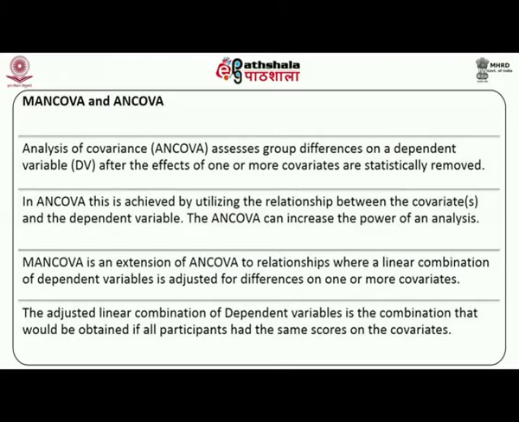It studies the relationship where a linear combination of dependent variables is adjusted for differences on one or more covariates. The adjusted linear combination of the dependent variables is the combination that would be obtained if all participants had the same scores on the covariates.